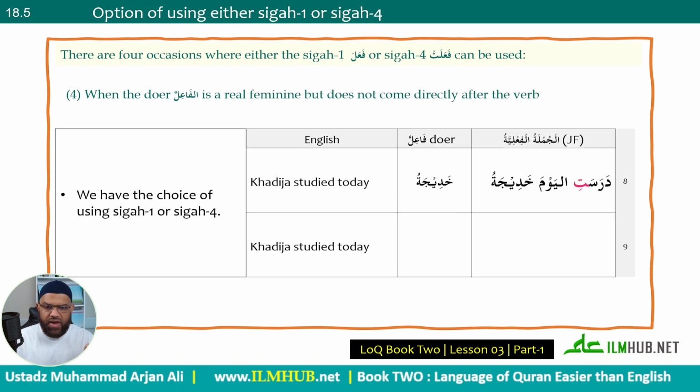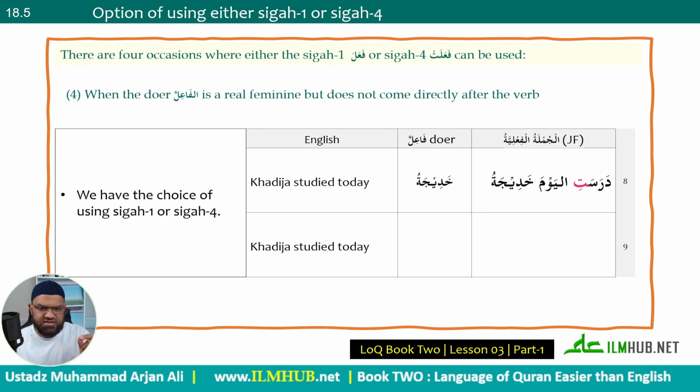The fourth occasion, when we have the option of using either Sighah number 1 or Sighah number 4, is when the doer is real feminine, but something comes in between the verb and the doer, anything else. As I have mentioned many times, in Arabic there's flexibility, and this flexibility gives you nuanced differences. So here I have the feminine, because Khadija is feminine. Khadija studied today. If I said Khadija studied today and I had the word al-yawma at the end, I couldn't do this. So here I've got it in the middle. So I have the option of using number 4, which is darasati, as it should be, al-yawma Khadijatu.